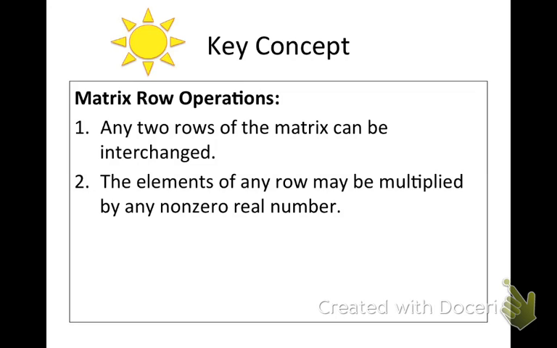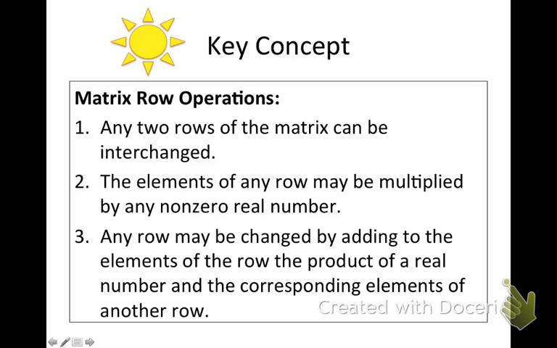So the elements of any row may be multiplied by any non-zero real number. Just like you did with your scalar multiplication in section 4.4. Like when there was just a 5 in front of it, you would multiply everything by 5. So now what we're thinking is I can take any row and multiply it by a number instead of the whole entire matrix.